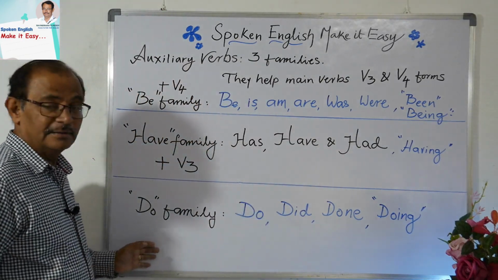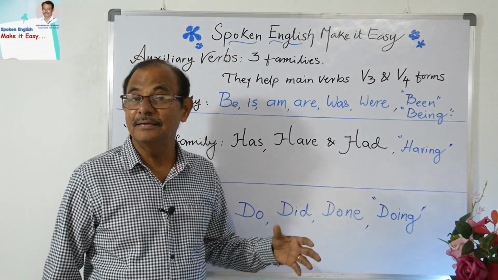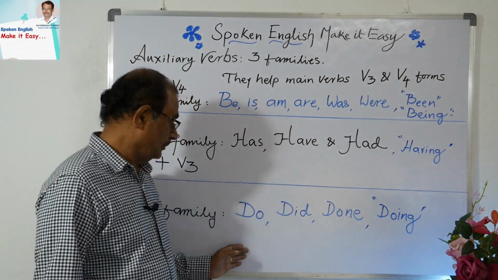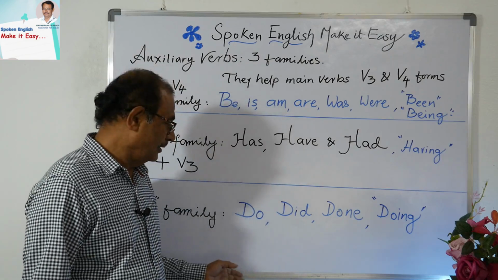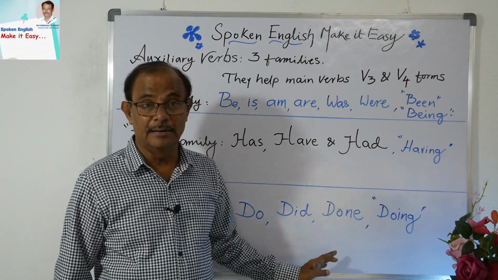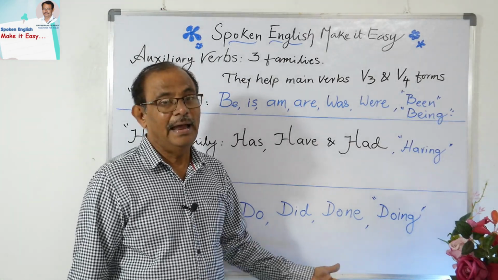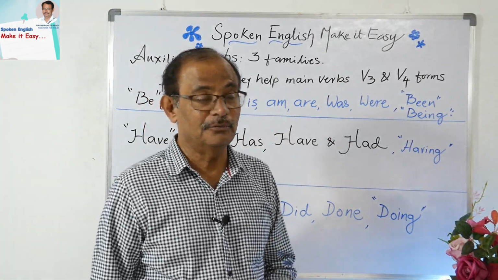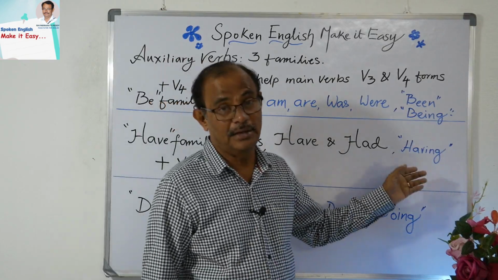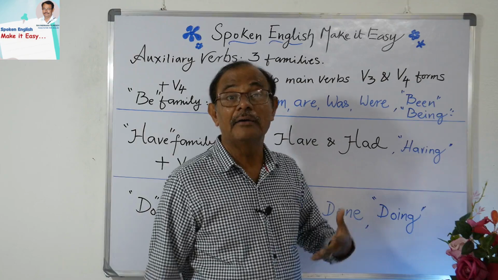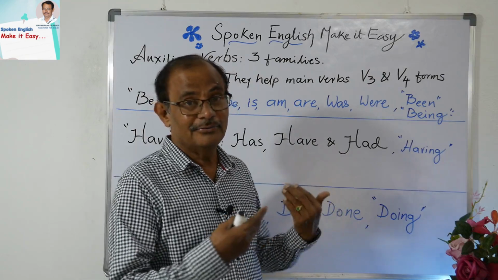Then come to the other wonderful verb we have, the do family. It is so wonderful that it acts as a main verb and also acts as an auxiliary or helping verb. What are the 3 different forms? Do, did, done. Do is the V1 form, did is the V2 form, and done is the V3 form, the past participle form, and doing is the V4 form. Here also, in the have family, we have the V4 or progressive form, that is having. We can also frame sentences with having, the V4 form of the have family.